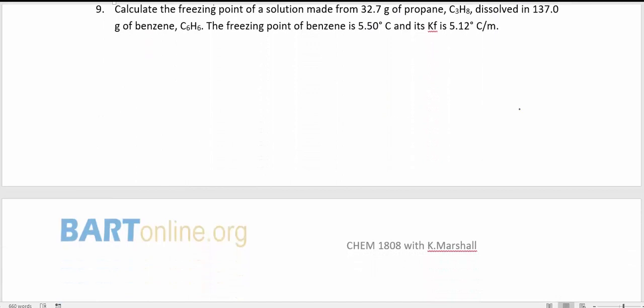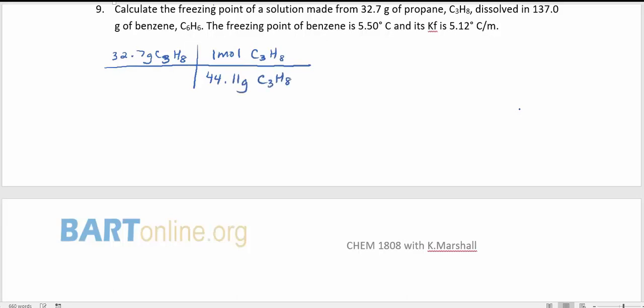Number 9, calculate the freezing point of a solution made from 32.7 grams of propane dissolved in 137 grams of benzene. Well, I need to convert those grams of propane into moles of propane by calculating the formula mass, found by looking at the atomic masses on the periodic table and then multiplying by the stoichiometric coefficient. So 0.741 moles of propane.